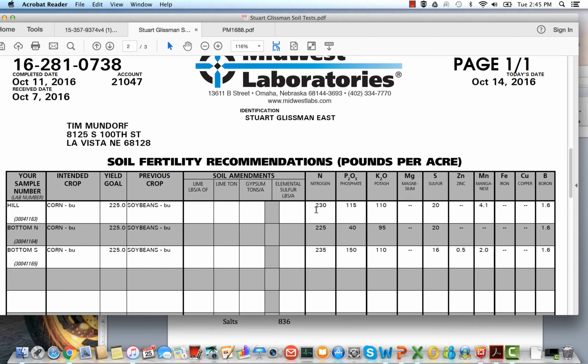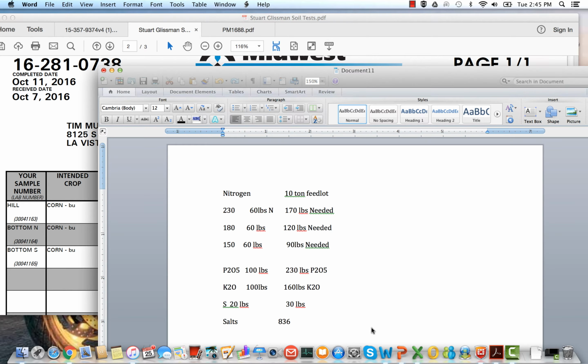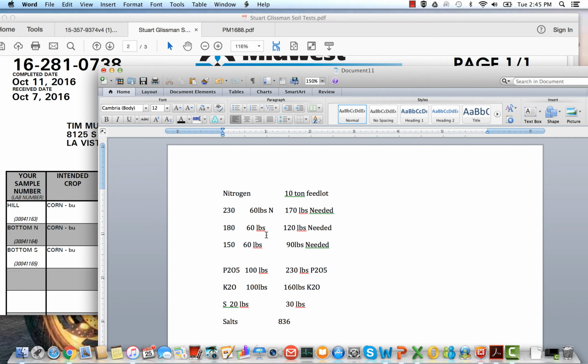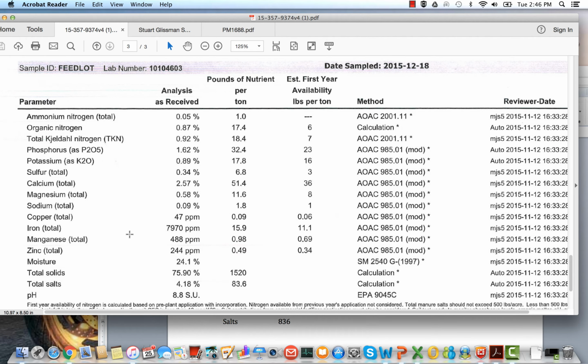We've got recommendations from the laboratory for 225 bushel corn, so we figured 230 pound, 230 we were using? Yeah, 230 pound nitrogen rec, 100 pound P2O5 rec, 100 pound potash rec, and the 20 pound sulfur rec. We didn't really need much else, so let's just say 2 pounds of manganese at our 10 pounds of feedlot manure. Did we get our manganese? So 0.69 times 10 is 7 pounds.